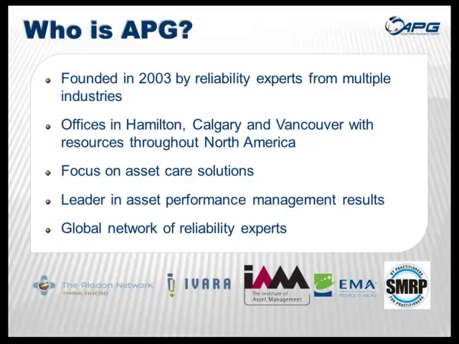Asset Performance Group, that's the folks that I'm now a member of as Managing Director. We've been in business since 2003. We're reliability experts from across multiple industries. We've got offices here in Hamilton, where I'm located, out in Calgary and Vancouver, along with other resources throughout North America. And our focus is asset care solutions, trying to be a leader in this business and performance management results, and tap into that whole global network of reliability experts like the folks at reliabilityweb.com.